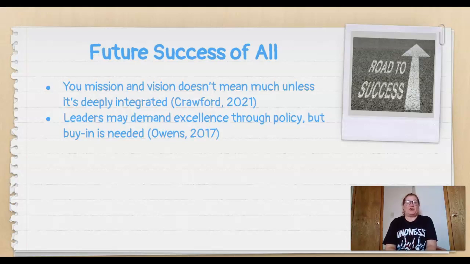So your vision and your mission, deeply integrate that into your school to the best that you can, and that will enhance your buy-in. It will make your school continue to grow and to lead and to achieve what you want to do with your students.